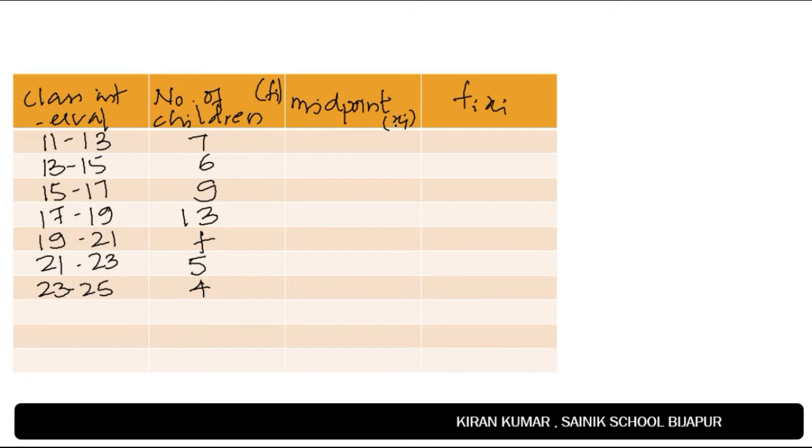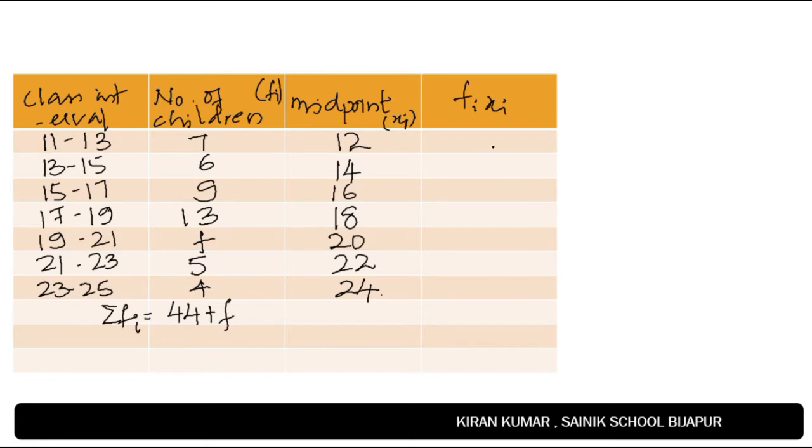Now we shall find the midpoint. Midpoint is given by the upper limit plus the lower limit upon 2, and we get 11 added to 13 is 24, by 2 is 12. Next is 14, 16, next is 18, next is 20, next to that is 22, and the next one is 24. When we add up all the frequencies, we get sigma fi as 44 plus f.